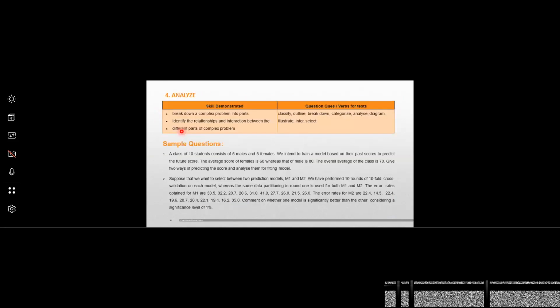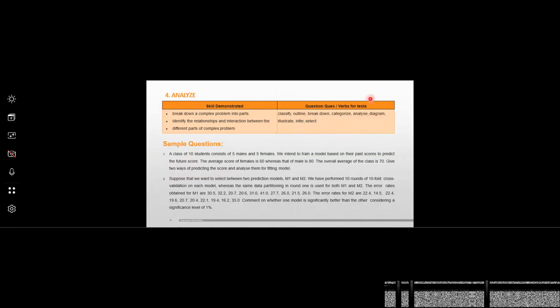Yeah, these are all again for next. This is analyze; apply is over. Coming to analyze, the student again should be able to analyze what the question demands, like you need to classify, outline, or break down. Certain data is given. We need to categorize, do some analysis, draw a diagram, illustrate, infer, or select.